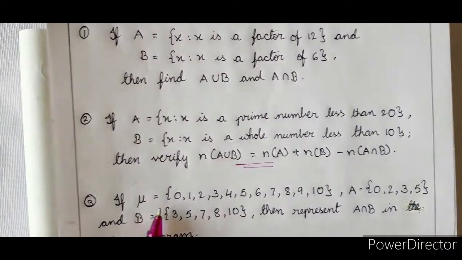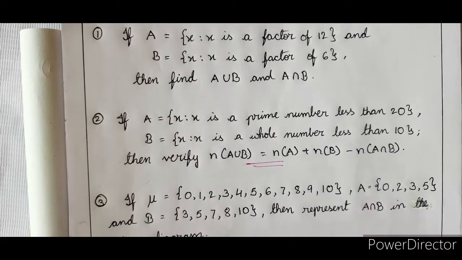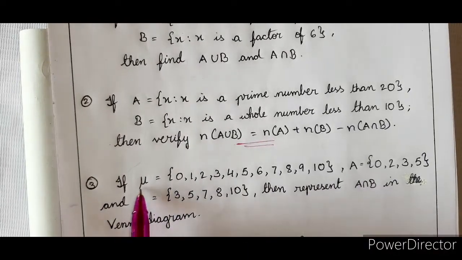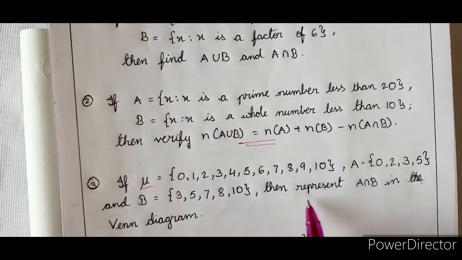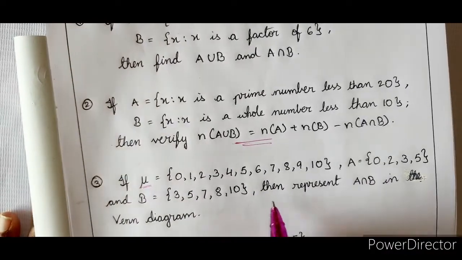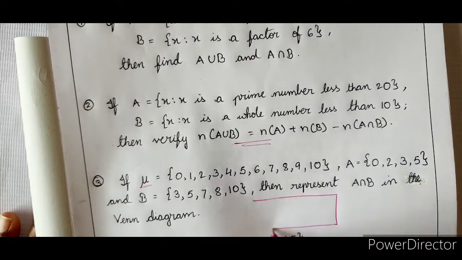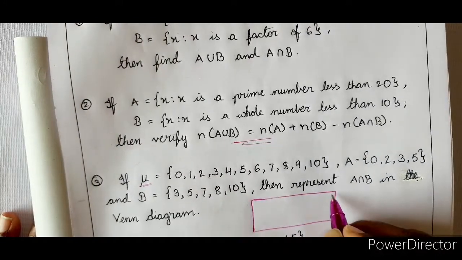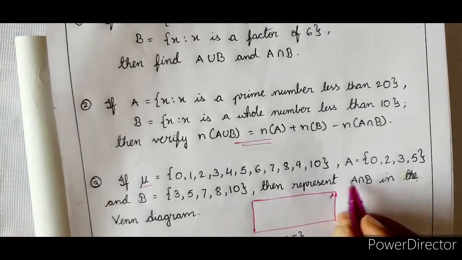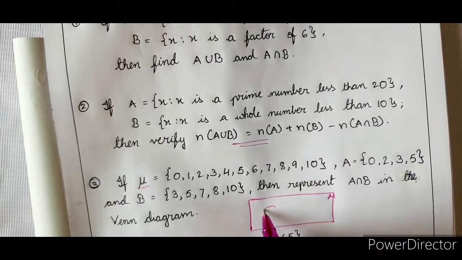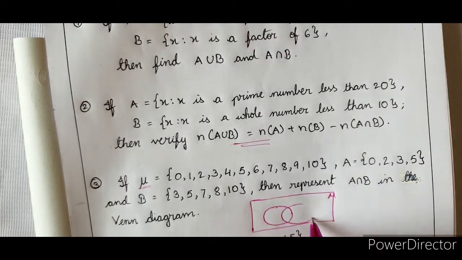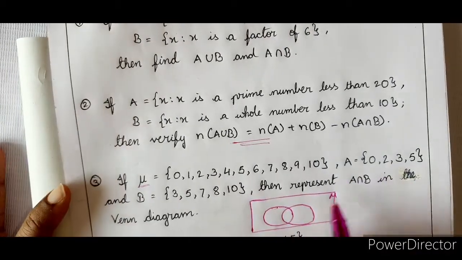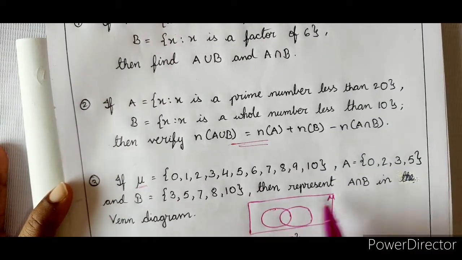So now the next one, third problem. If mu is equal to so and so, and A is equal to, that means universal set is given, mu means universal set. Then represent A intersection B in Venn diagram. Here itself I am drawing it, dear children. So mu, let me draw A and B first so that it will be easy for me to write the remaining numbers outside them.